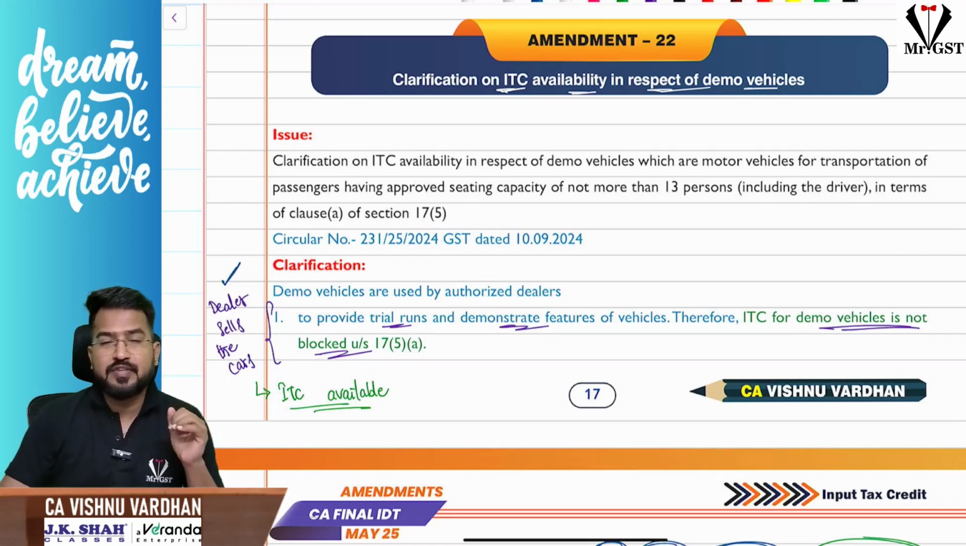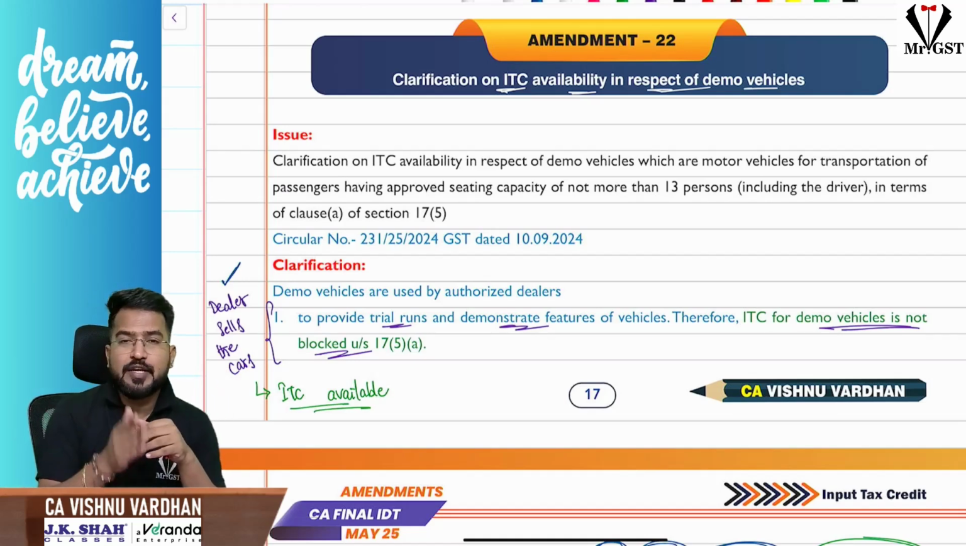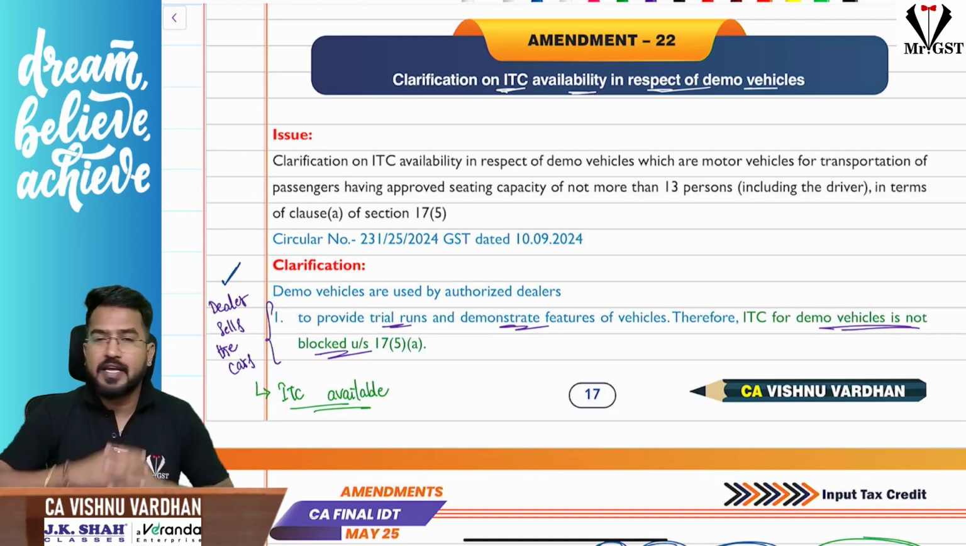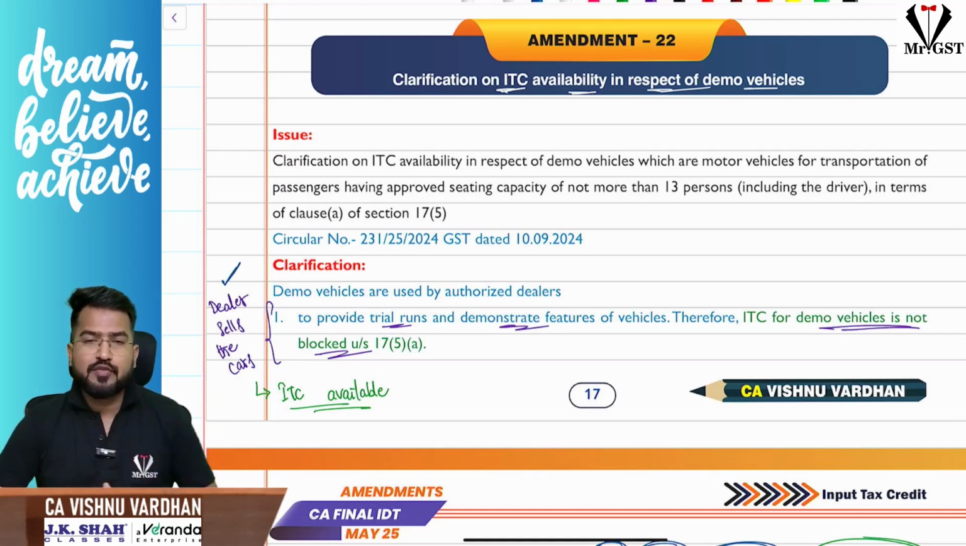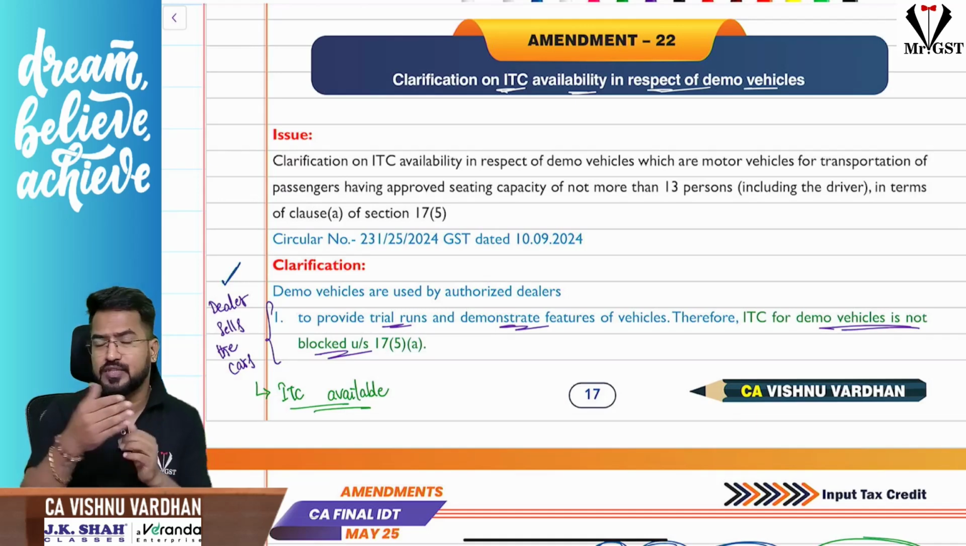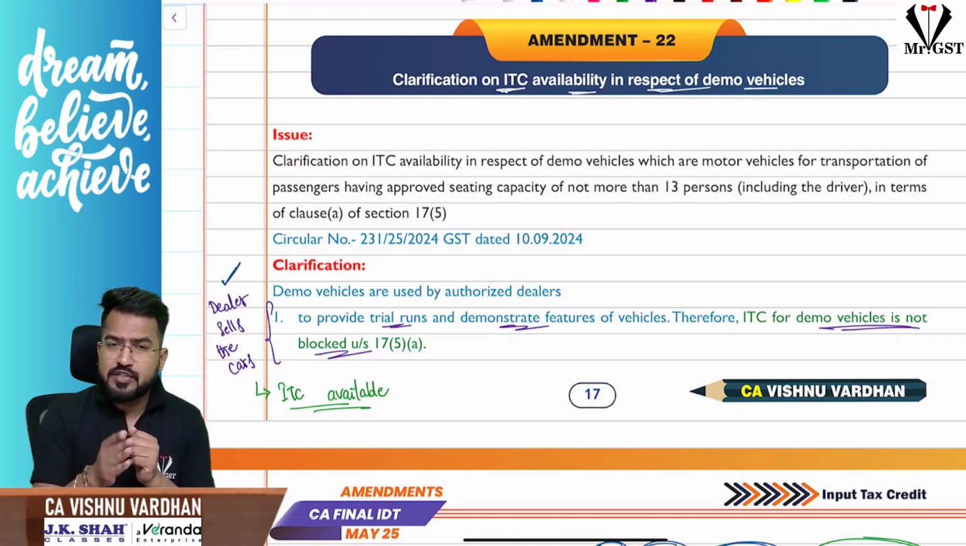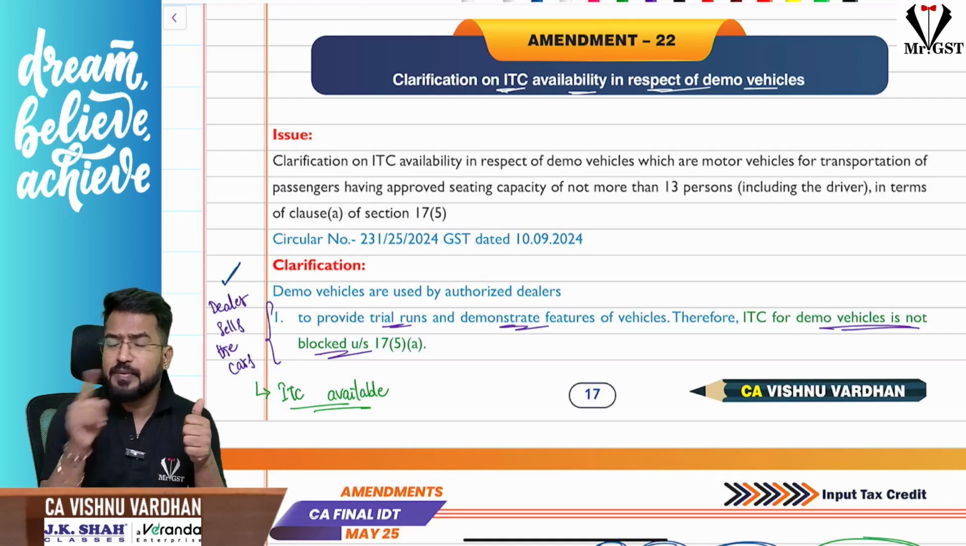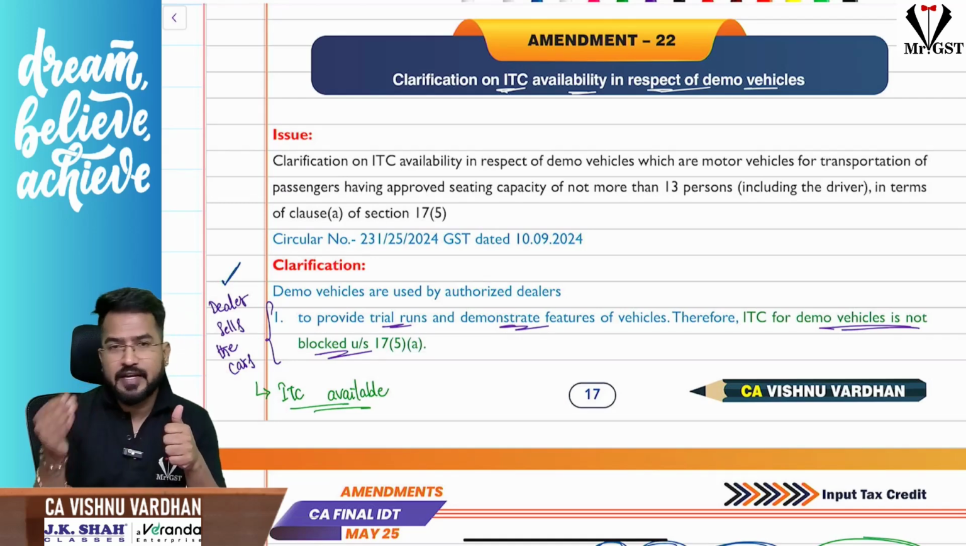Now the next one is with respect to ITC availability on demo vehicles purchased by car dealers. Please understand, first of all, if the car dealers are purchasing vehicles and using them as demo vehicles, first of all they are in the business of buying and selling cars. So obviously they can take ITC. ITC is not blocked under Section 17(5).